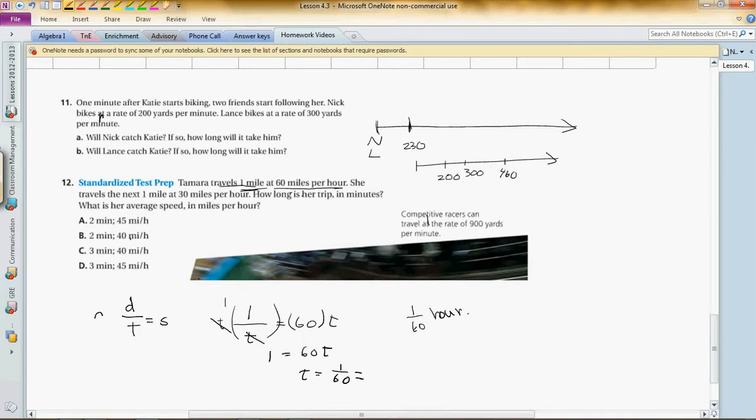So it took her 1 minute to go 1 mile. So that's how you find it. So what if the next 1 mile she slowed down to 30 miles per hour, so what would happen?